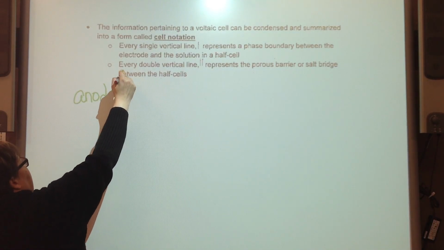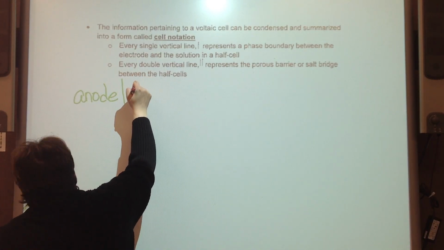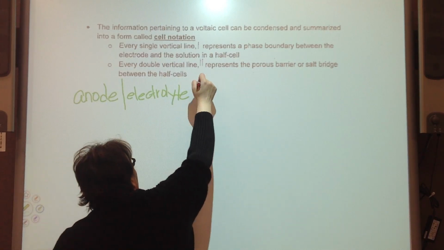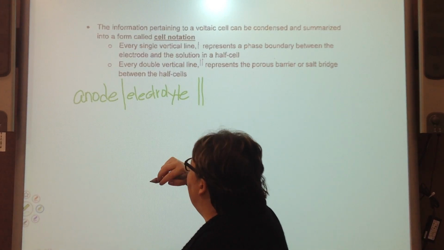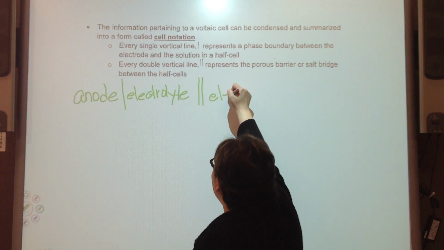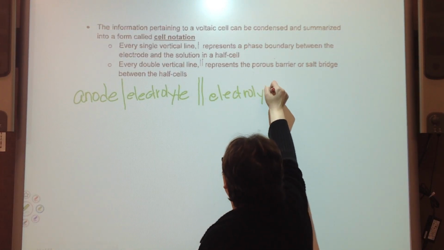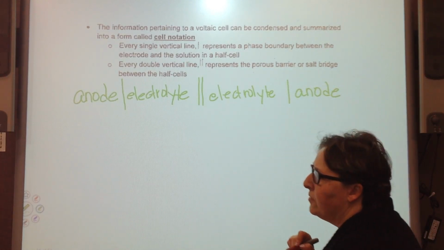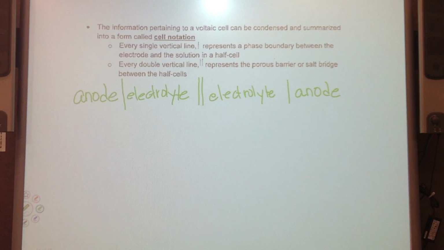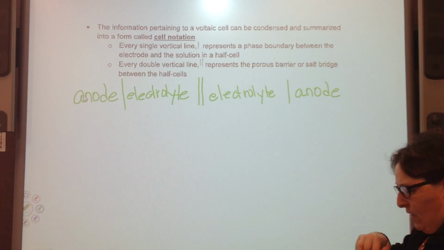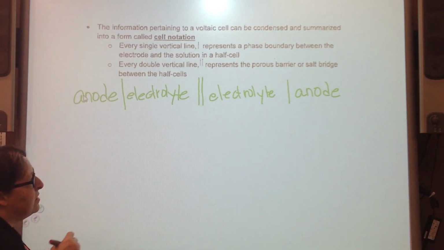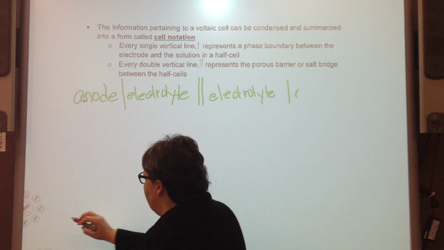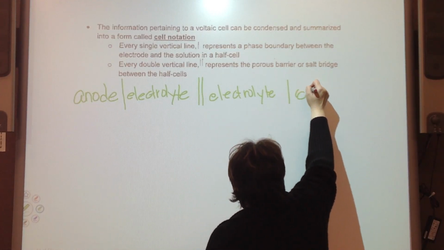So you have your anode, and then you have your electrolyte. Then you have this, which is your salt bridge or your porous cup. And then you have your electrolyte for your other reaction, and your cathode. Okay? Cathode? Or? Yeah. Oh, yes. Sorry. Good catch. Good job, Jaden.